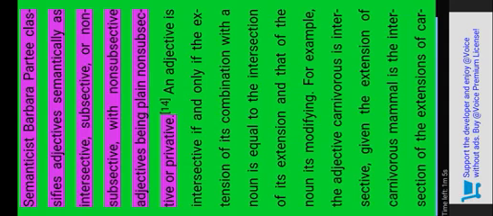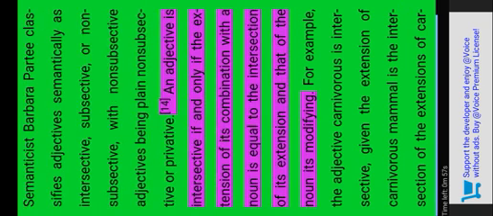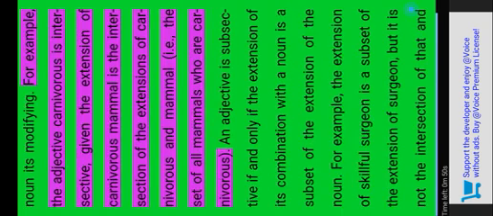Semantics. Barbara Partee classifies adjectives semantically as intersective, subsective, or non-subsective, with non-subsective adjectives being plain non-subsective or privative. An adjective is intersective if and only if the extension of its combination with a noun is equal to the intersection of its extension and that of the noun it's modifying. For example, the adjective carnivorous is intersective, given the extension of carnivorous mammal is the intersection of the extensions of carnivorous and mammal, i.e., the set of all mammals who are carnivorous.